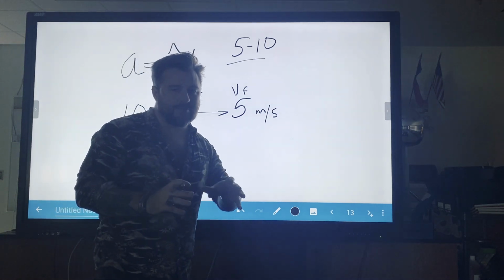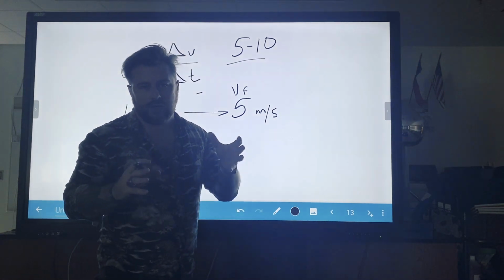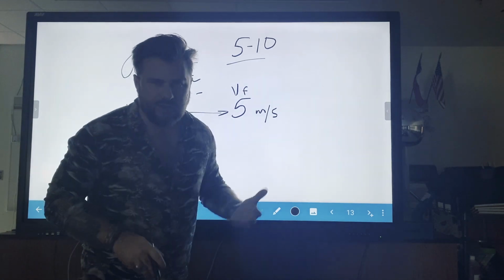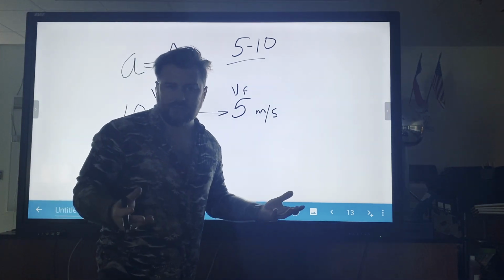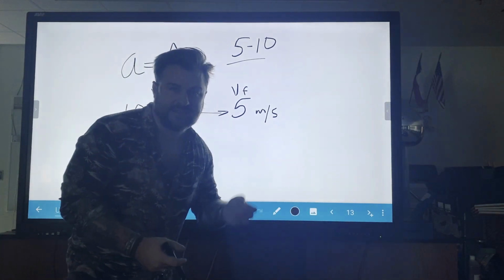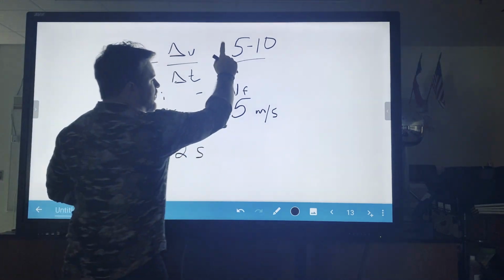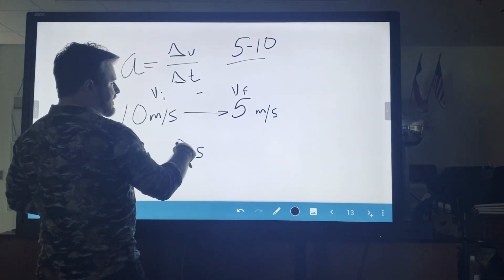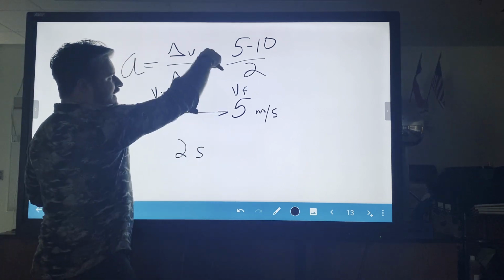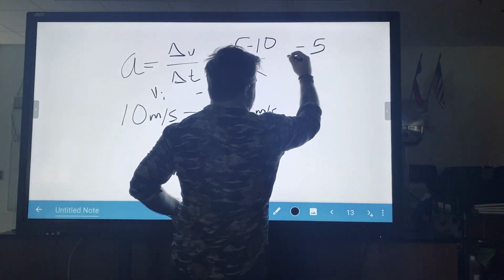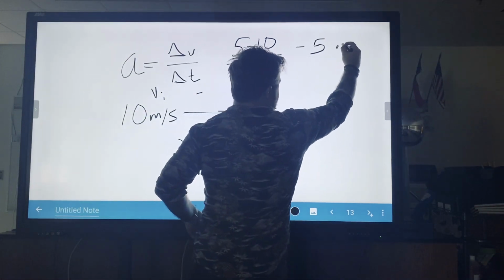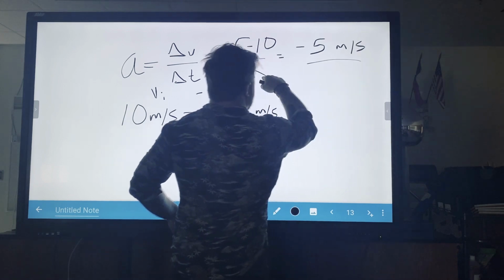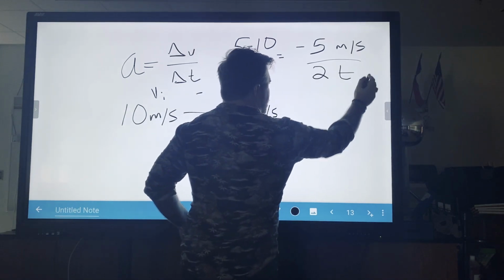Y'all, negative doesn't mean underneath or less than or in the shadow realm. It means it's in the opposite direction. That's it, right? It's just as real. So 5 minus 10 over the time, 2. Now we can easily do that. 5 minus 10 is negative 5. Negative 5 meters per second over a time of 2 seconds, right?